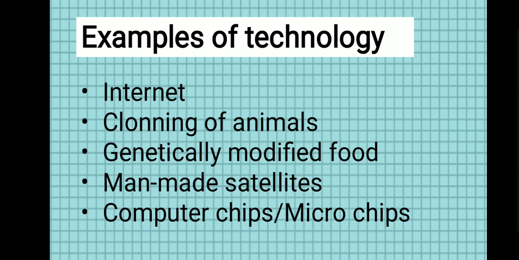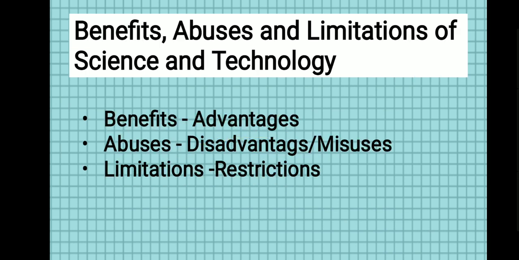Then man-made satellites, which we are using for telecommunication. And then computer chips and microchips. You can see that they store a lot of data and they are very small in size. These are all examples of technology. So the next one is benefits, abuses, and limitations of science and technology.